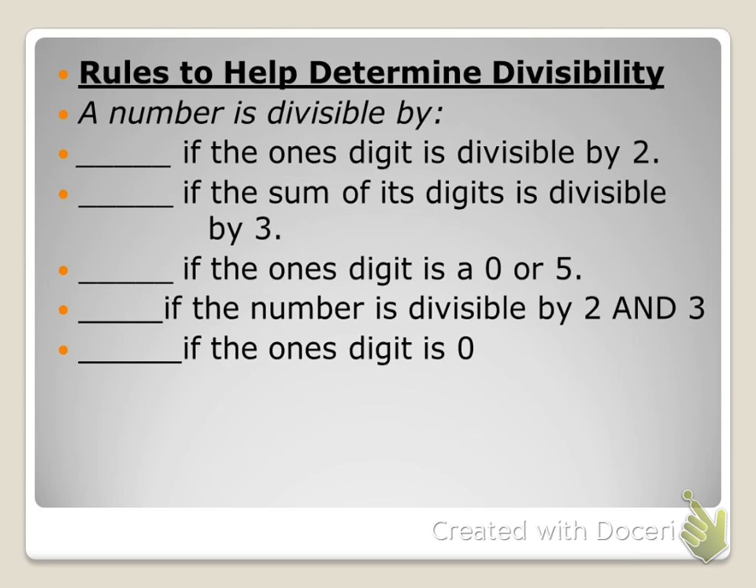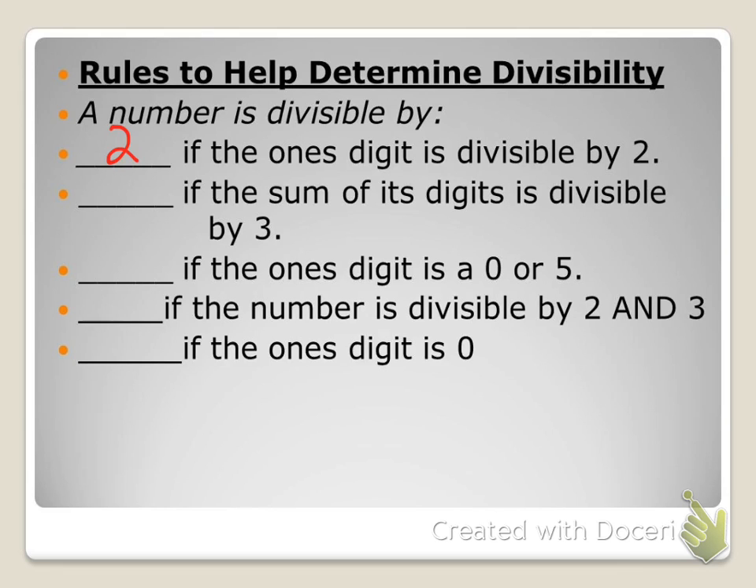A number is divisible by 2 if the ones digit is divisible by 2. So let's just off to the side here do an example. If I were to put up the number 148, which is the ones digit? The 8. Okay, so the number at the end of a whole number is your ones digit. Are we all familiar with the ones digit? You got to be able to identify it to use these rules. Just want to make sure we review that.